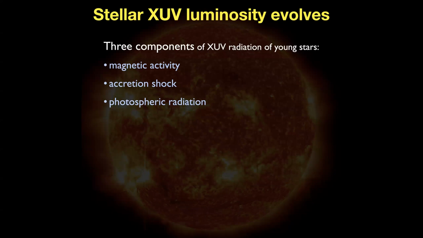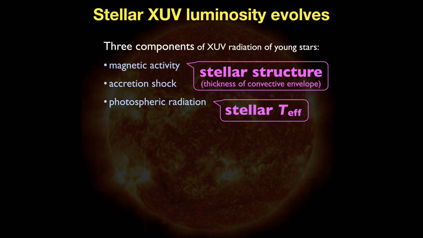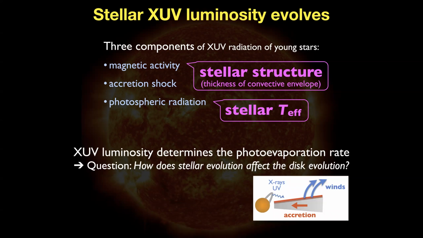Due to these evolutions, stellar XUV luminosity evolves with time. So far, XUV photons are thought to be emitted by three mechanisms: magnetic activity, accretion shock, and photospheric radiation. For the magnetic activity, stellar structure is important because magnetic activity originates from the convective motion in the stellar interior. And the spectra of the photospheric radiation depend on the temperature. So these evolutions are important for the XUV luminosity evolution. Since the XUV luminosity determines the photoevaporation rate, we investigate the impact of the stellar evolution on the disk evolution, which has not been studied so far.